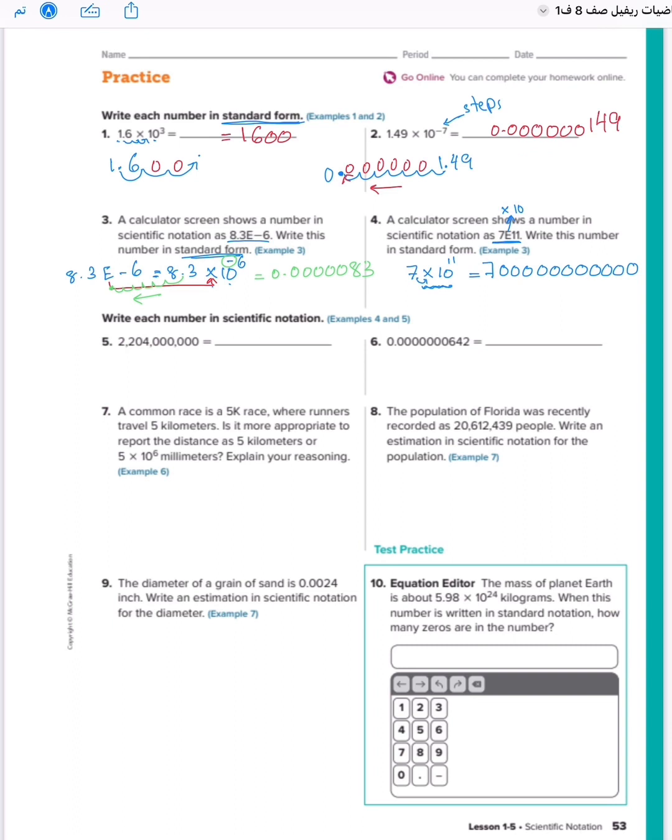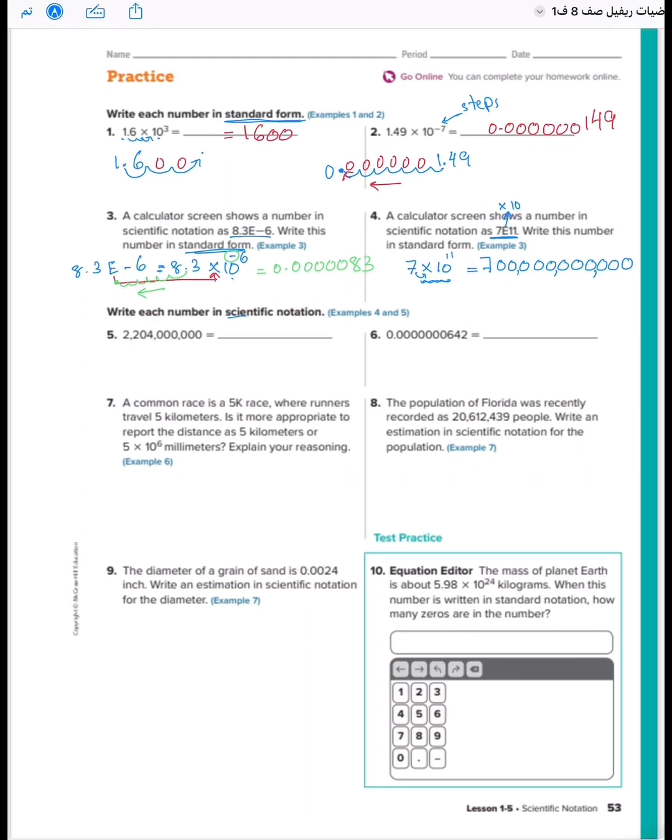Okay, 11 steps. So each 3 digits you will see this comma. This is a comma, not a point. So no matter if you write it or you didn't write it, it is only to read the number correctly. Okay? So this is a comma. It doesn't matter whether it is written or not.